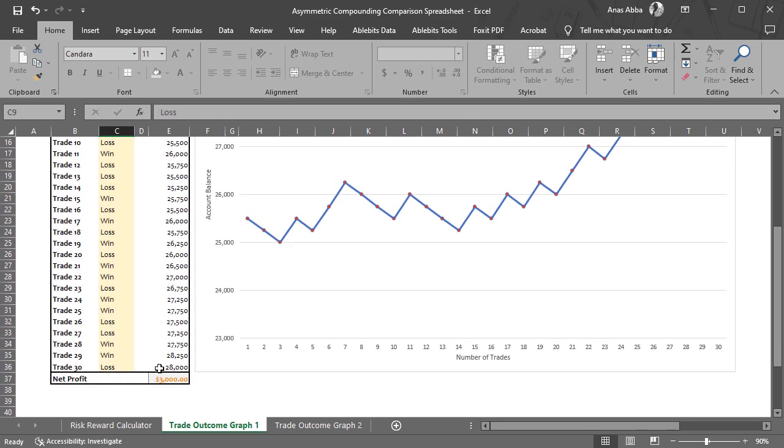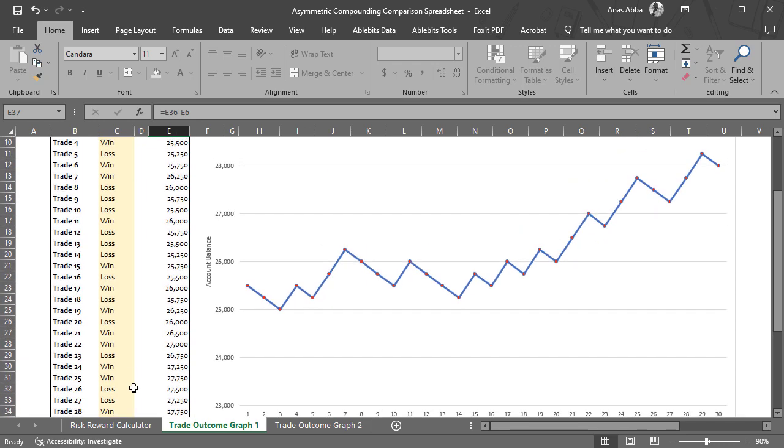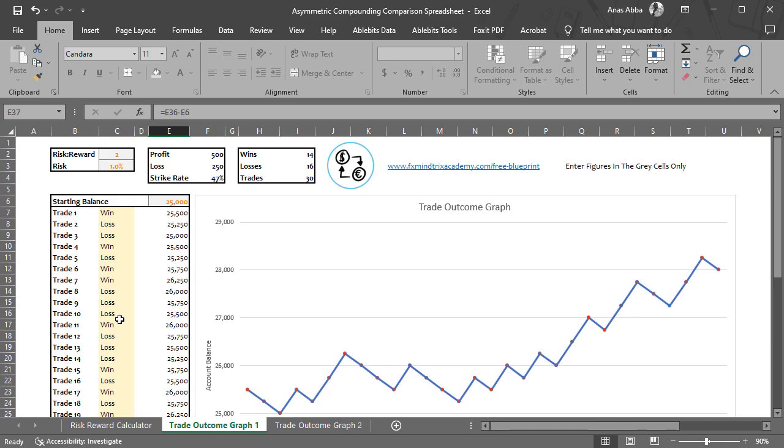Now, at the end of this trade sample size, these 30 trades you took, you're going to end up with a profit of $3,000. Okay? Now, this is a good amount of profit. But like I told you, asymmetric compounding really gives your trading strategy a very, very big push in its return on investment, okay? So now let's take a look at the same sequence of trades, assuming it's the same trading strategy, but using a different risk management technique, which is the asymmetric compounding. What's the outcome going to look like?